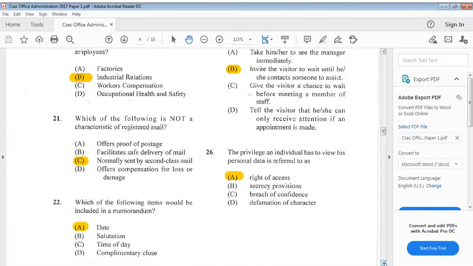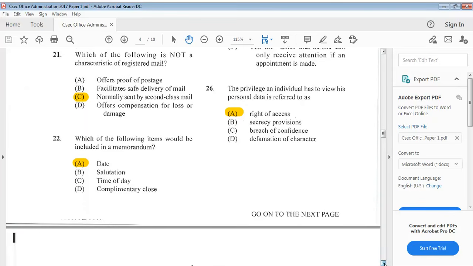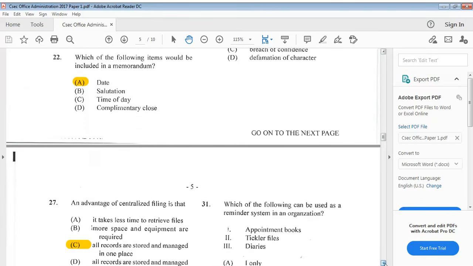Let's move on to 26. The privilege an individual has to view his personal data is referred to as A. Right of access, B. Secrecy provisions, C. Breach of confidence, or D. Defamation of character. We know it could not be the latter three. So it would be A. Right of access.